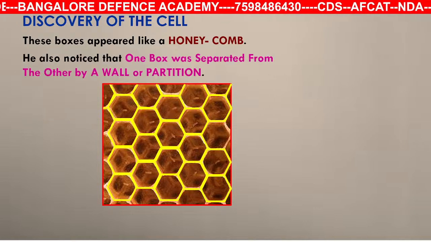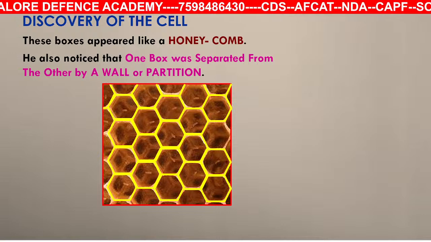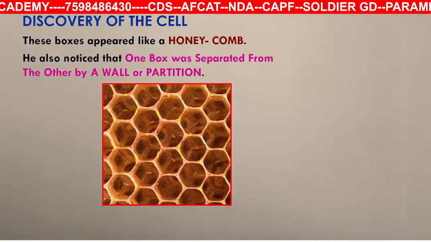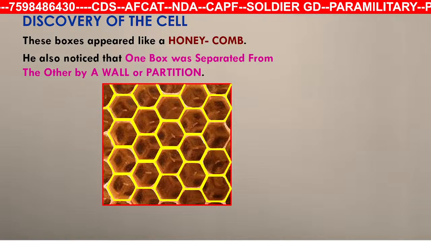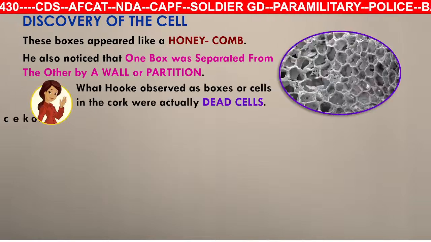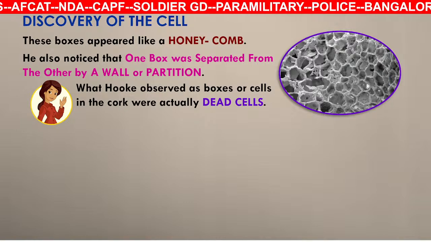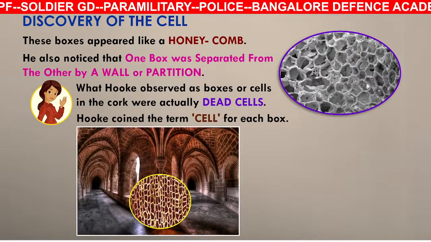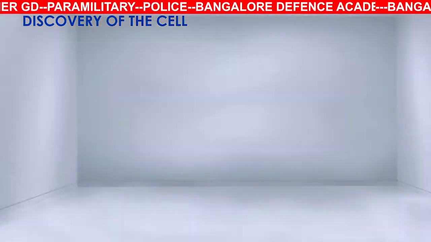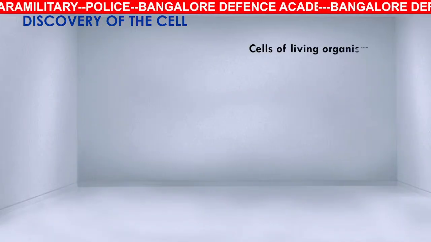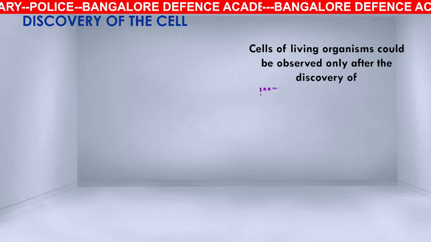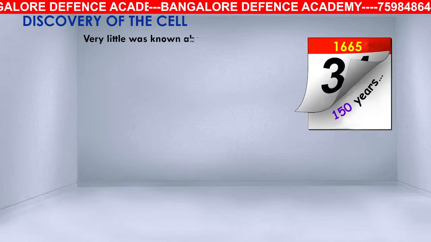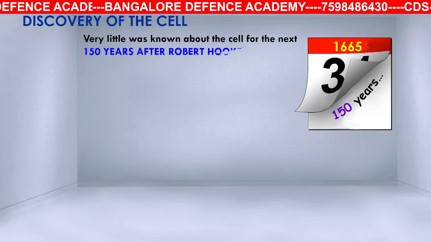So here he also noticed that one box was separated from the other by a wall or partition. You can see this yellow color. It looks like a partition wall. What Hooke observed as boxes or cells in the cork were actually dead cells. Hooke coined the term cell for each box. Cells of living organisms could be observed only after the discovery of improved microscopes. So it was after 150 years.